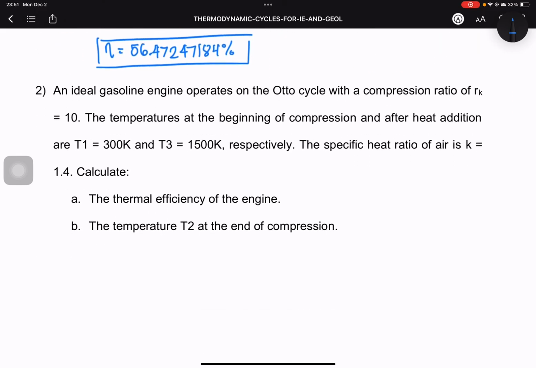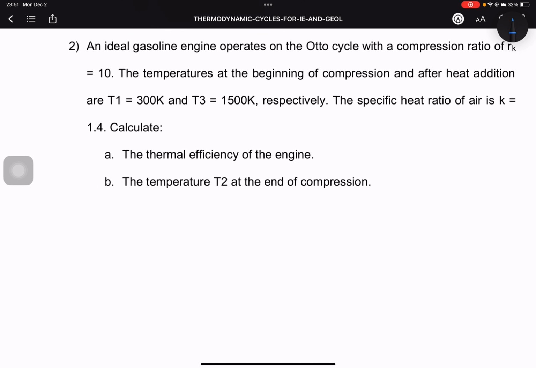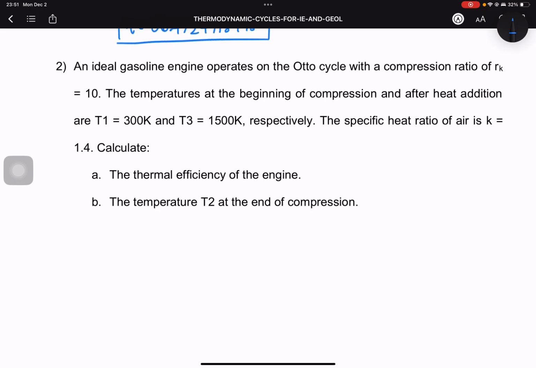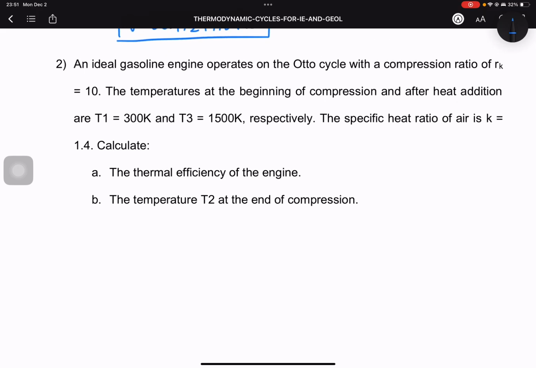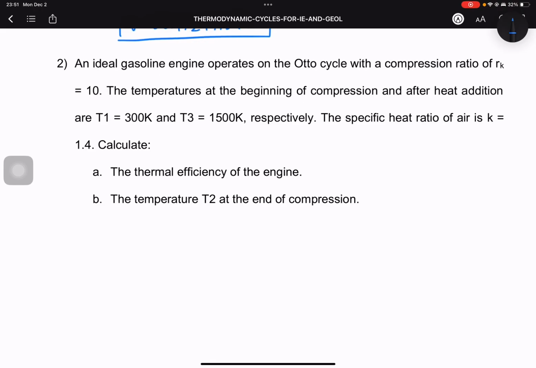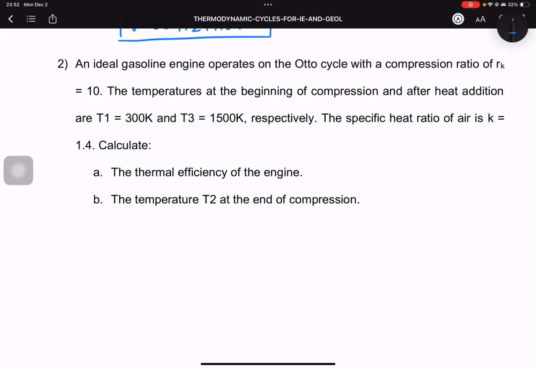Okay, I guess none. So, number 2. An ideal gasoline engine operates an Otto cycle with a compression ratio RK equal to 10. Temperatures at the beginning of the compression and after heat addition are T1 equal to 300 Kelvin and T3 equal to 1500 Kelvin, respectively. The specific heat ratio of air is 1.4. Calculate A, the thermal efficiency of the engine, and B, the temperature at the end of compression. First things first, the given.